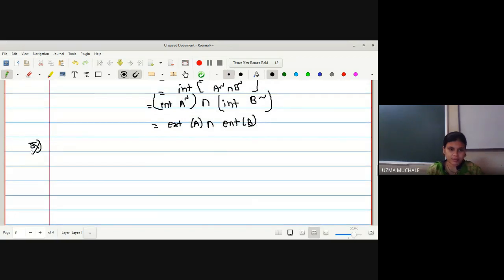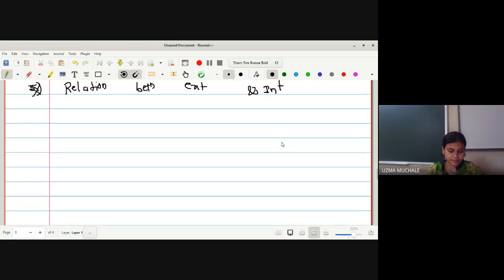Now let us see the important point, that is, what is the relation between exterior and interior? Yes, what do you think? What should be the relation between exterior and interior?